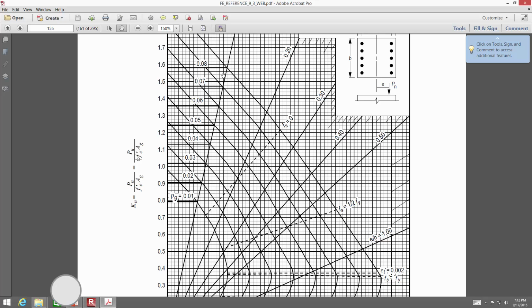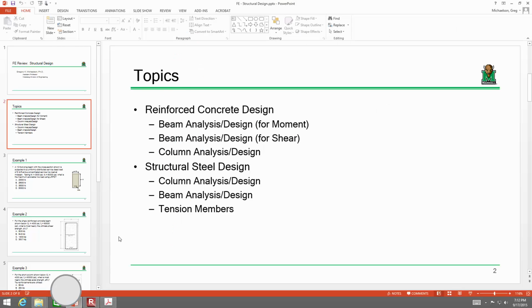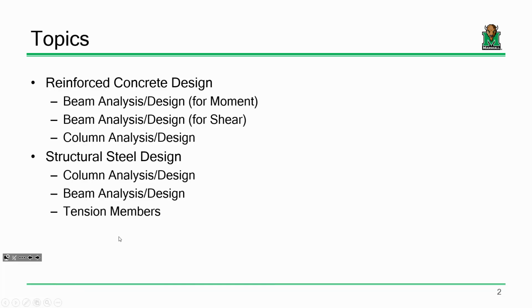Okay, so I want to explore that fundamental stuff with these few examples. So let me go back to the PowerPoint. These are the topics that I really want to cover tonight. So for reinforced concrete design, I really just want to look at fundamental moment capacity, fundamental shear capacity, and fundamental axial capacity, and that's it. That's really going to get you, by and large, all the way there. Then we're going to take a break, and we're going to look at steel design.